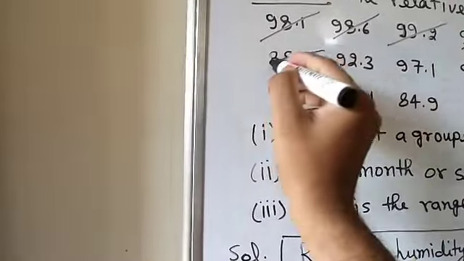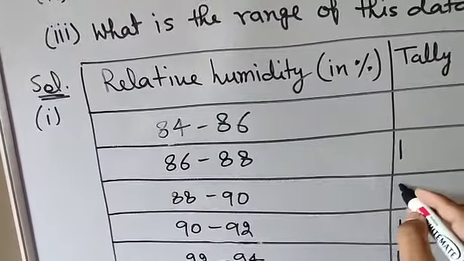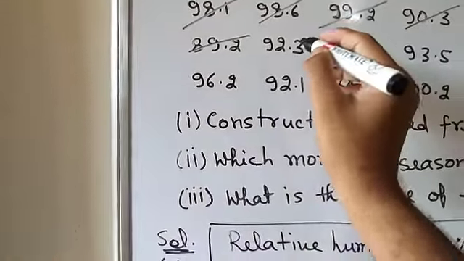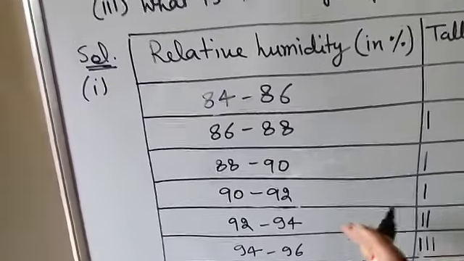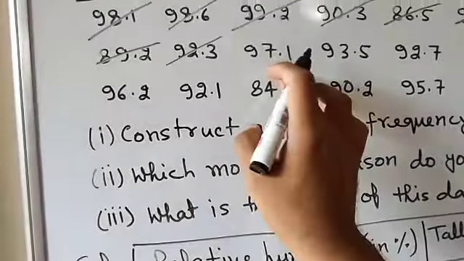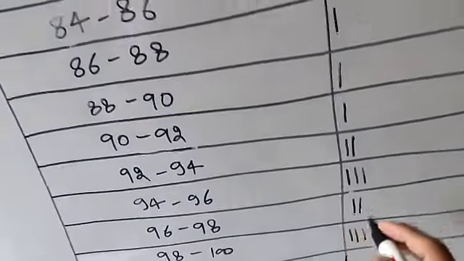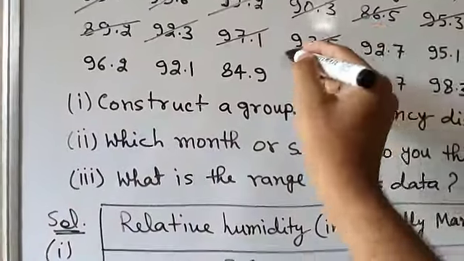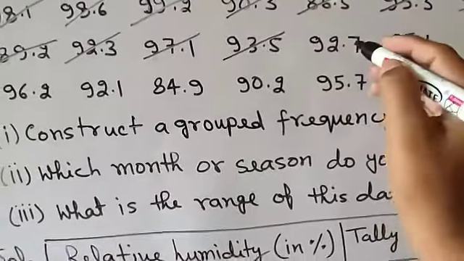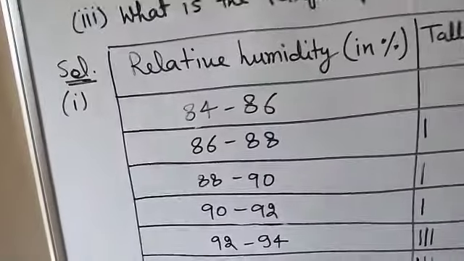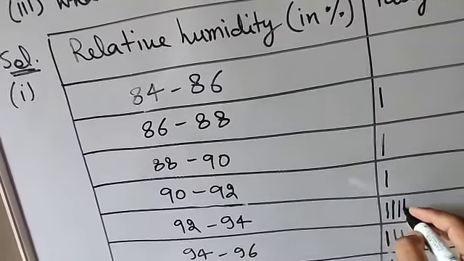Then 89.2, cut it here, and 89.2 will exist between 88 and 90. Then 92.3, cut it here, and 92 to 94, it will exist here. Then 97.1, cut it here, and it will exist between 96 and 98. Then 93.5, cut it here, and it will exist between 92 and 94. Then 92.7, cut it here, and 92.7 will exist between 92 and 94.